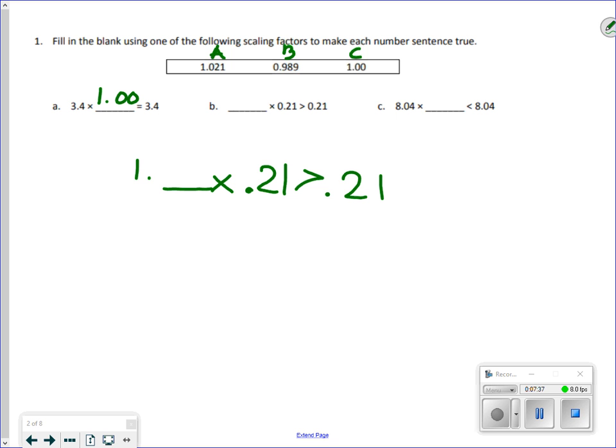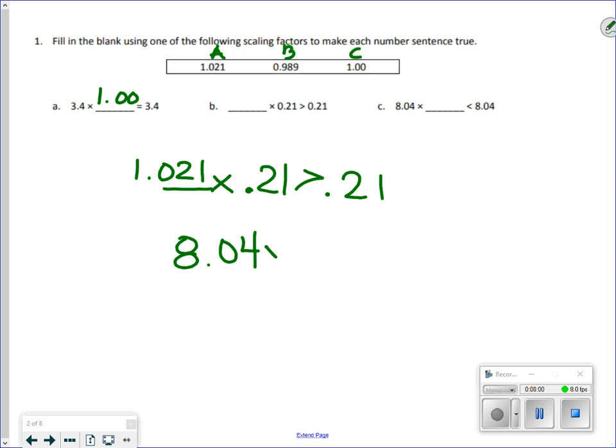So 1 and 21 thousandths. It's not a lot more than 1, but it's more than 1. So because this is more than 1, your product is going to get bigger. Yes, no, maybe? We're good? Okay.